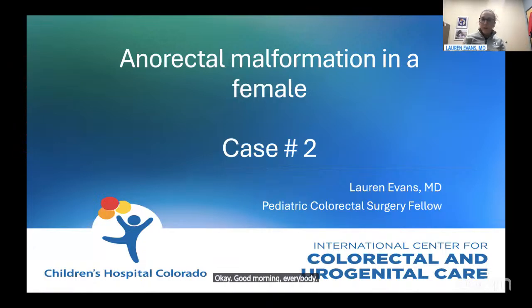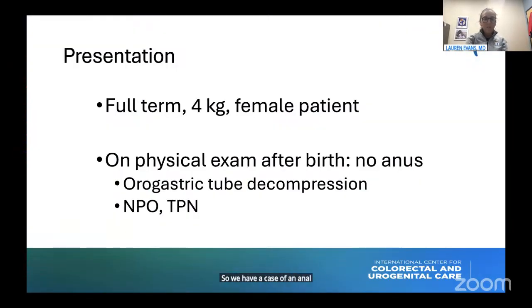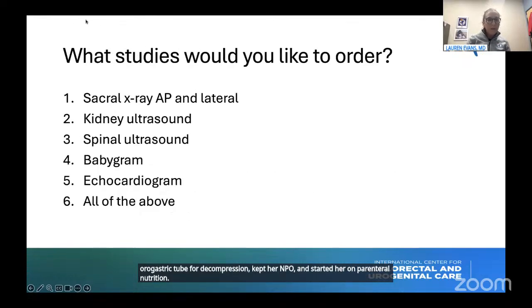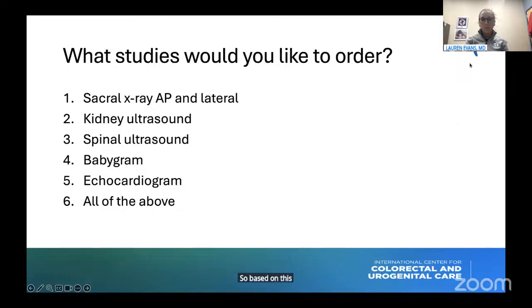So we have a case of an anal rectal malformation in a female. She presented as a full-term 4-kilogram infant that was transferred from an outside hospital after being found to have no anus on exam. When she got here, we placed an orogastric tube for decompression, kept her NPO, and started her on parenteral nutrition. So based on this, what studies would you like to order?